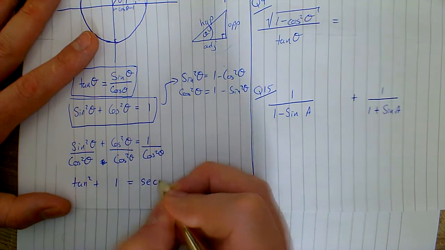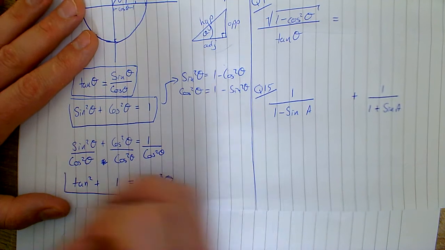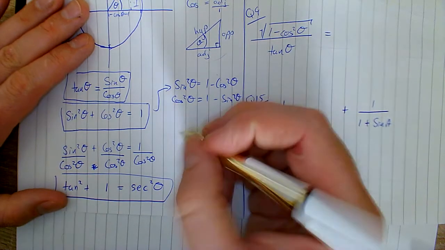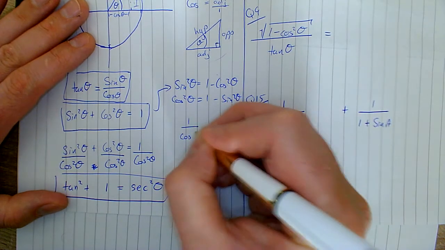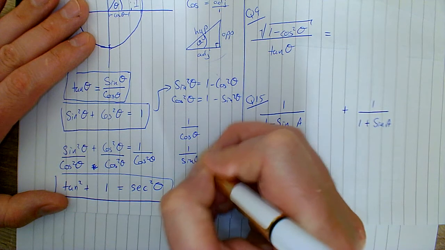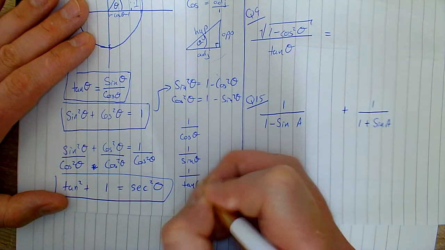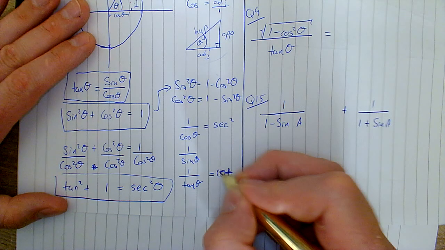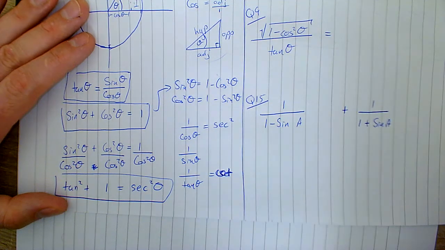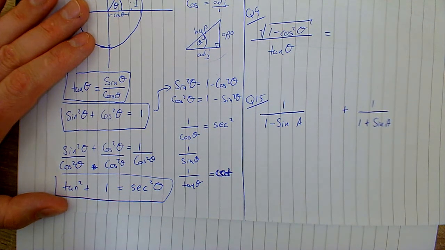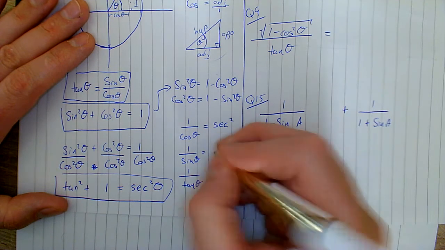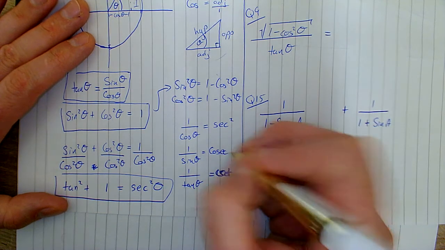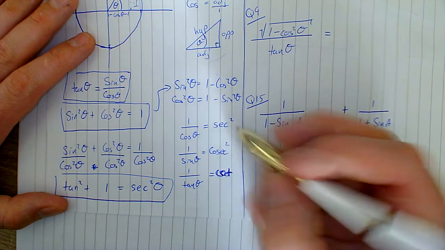There are 3 identities we haven't talked about: 1 over cos theta, 1 over sine theta, and 1 over tan theta. Well, 1 over cos is called sec, 1 over tan is called cotan, and 1 over sine is called cosec. You don't really see these used all that much on the Leaving Cert, but they are there in your log tables.